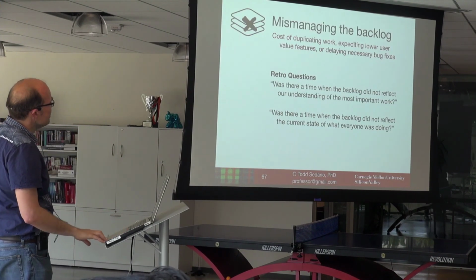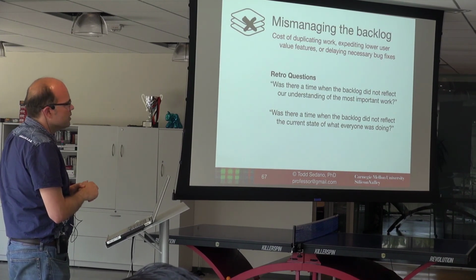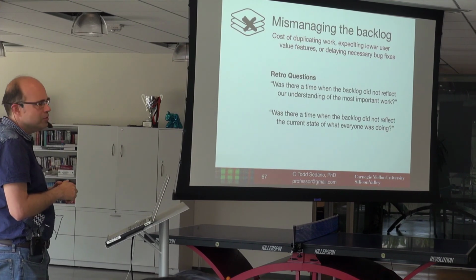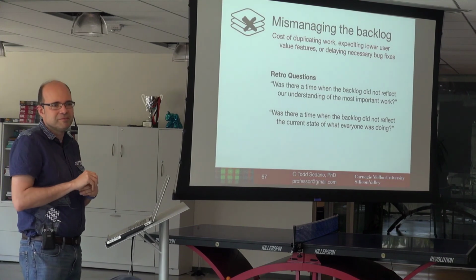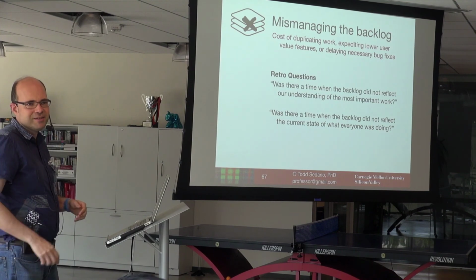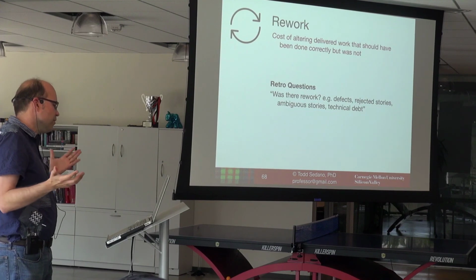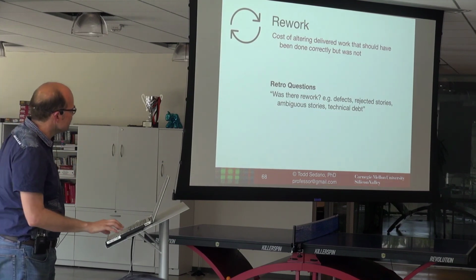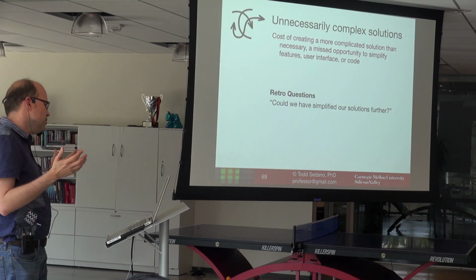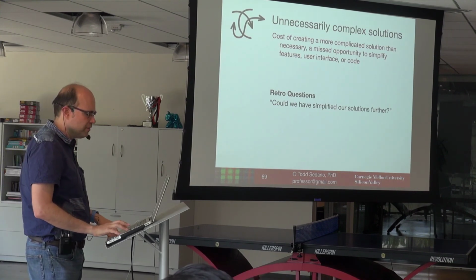For this waste, mismanaging the backlog, we might ask, was there a time when the backlog did not reflect our understanding of the most important work? Or was there a time when the backlog did not reflect the current state of what everyone was doing? You know, some anchors are very good at saying, hey, it's Wednesday morning, did everyone update Tracker? Sometimes that might slide for a team. For rework, we might ask, was there rework? Did we take on these things? For unnecessarily complex solutions, we might ask, could we have simplified our solutions further? Did we go far enough?